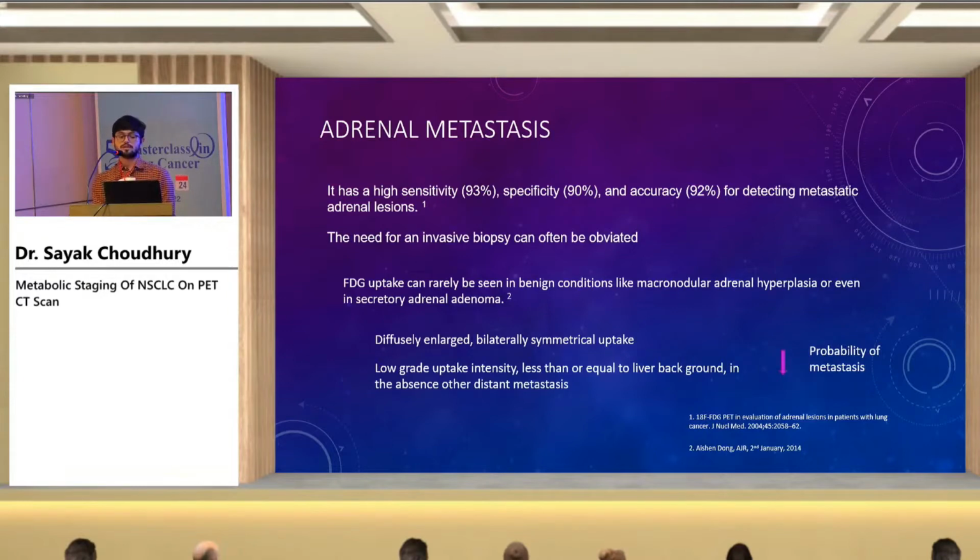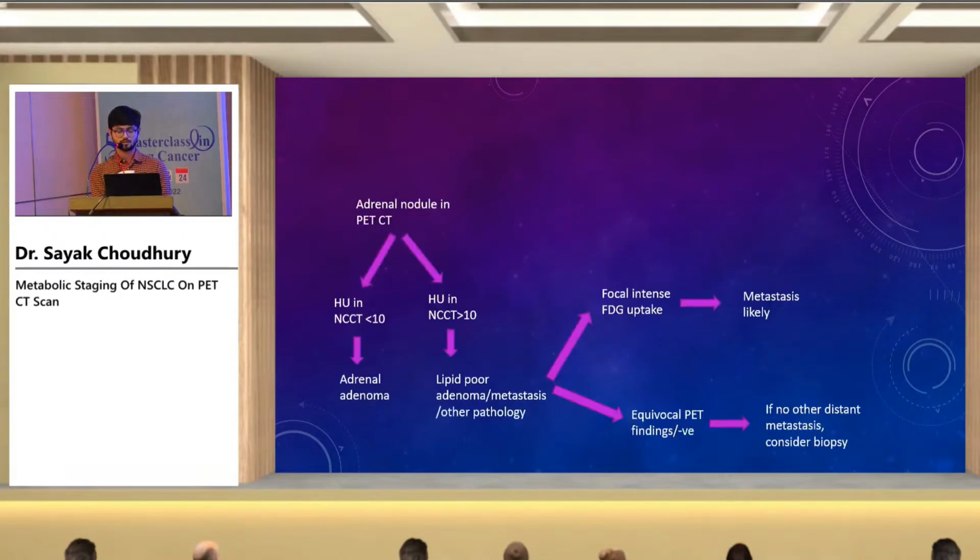However, in those kinds of cases, the glands are normally diffusely enlarged, and the uptake is usually diffusely increased, bilateral, and symmetrical in nature. And if it is a secretory adenoma showing FDG uptake, the uptake more often will be lower than the liver background, or it will be pretty low, and not more than the liver. So if we see this kind of uptake, then the probability of metastasis is probably low.